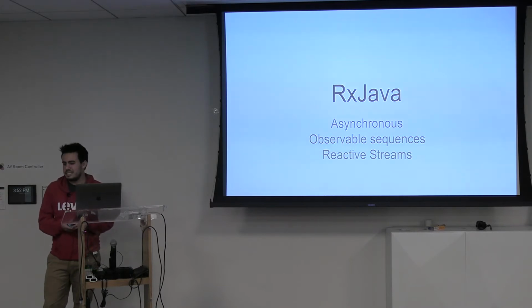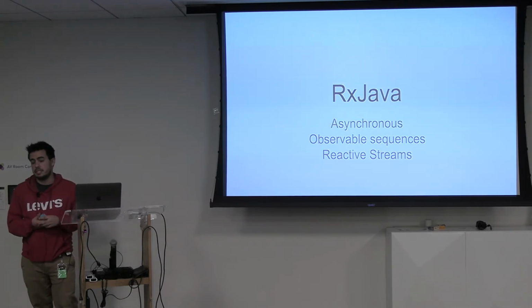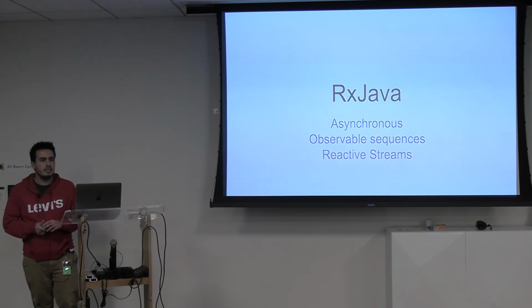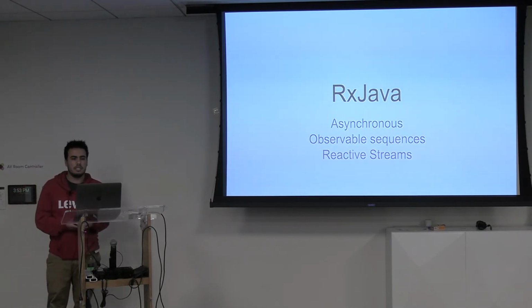RxJava is event-based, and uses observables. It's polyglot, so you can use it in different languages. RxJava stands for reactive extensions, so you can use it in JavaScript, Java, and many other languages.